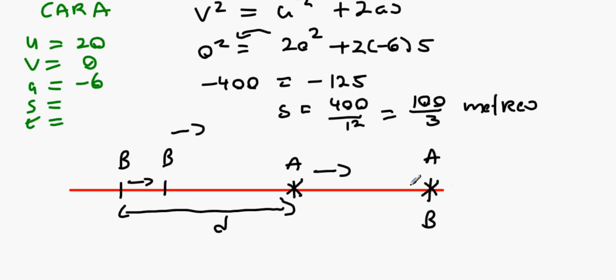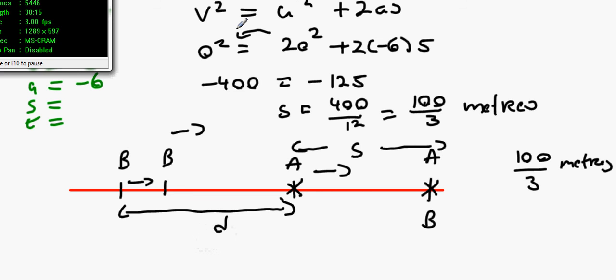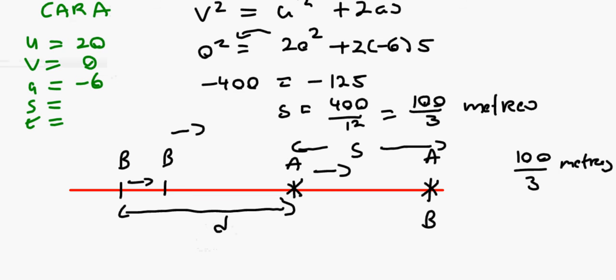So let S be the distance A travels, which we know is going to be 100 over 3 before it comes to rest, and D is going to have to catch that up. So let's take this first instance. Now we're car B, so we're going to go for car B.